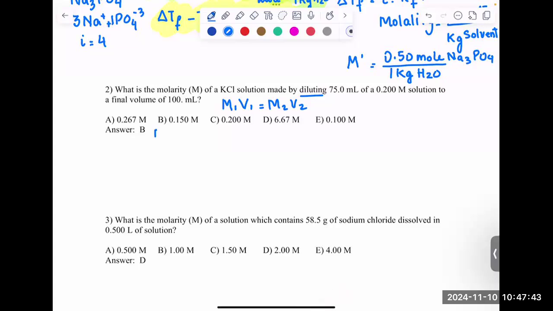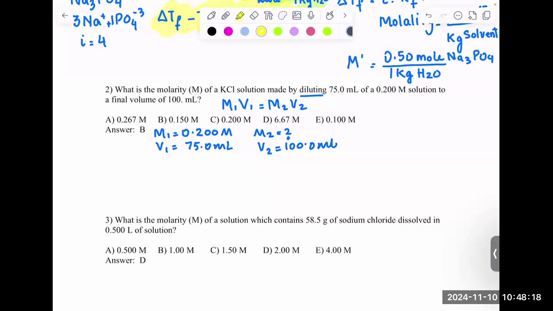So that means that M1 is equal to 0.200 M, and M2 we need to find. In V1, we took out some, that is 75.0 ml, and then the final volume V2 was 100 ml. Now here's an interesting thing: generally when it comes to molarity, we change milliliters to liters. But here, since both the units are the same, you don't need to change. The rest is just a rearrangement of this formula.